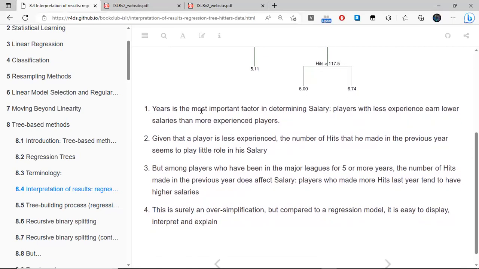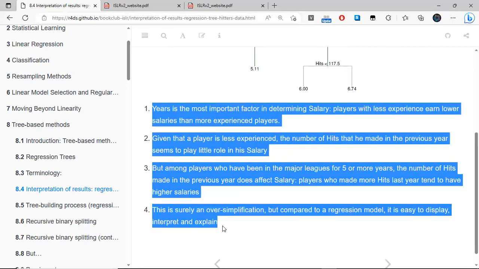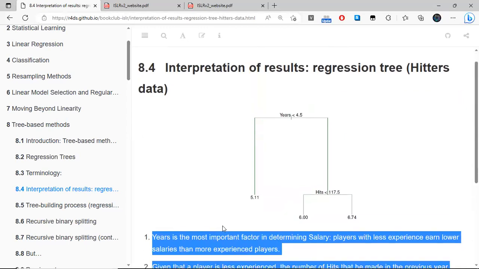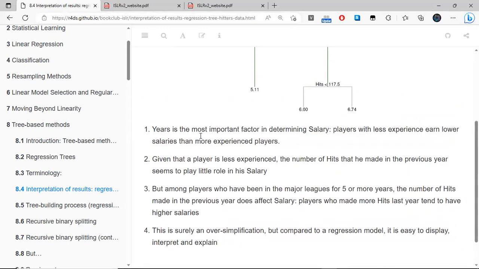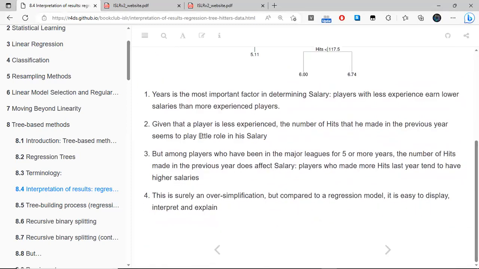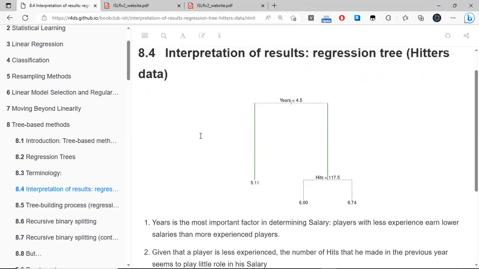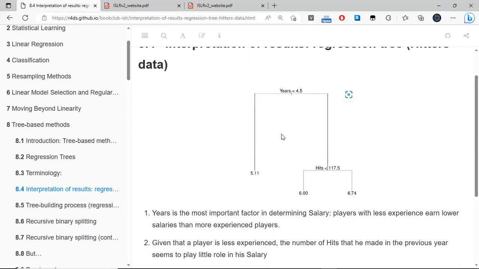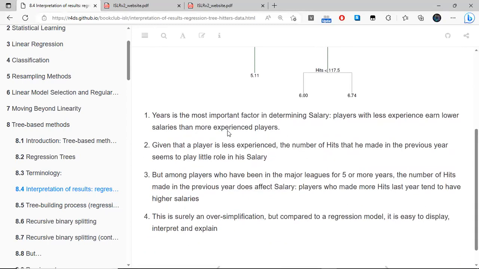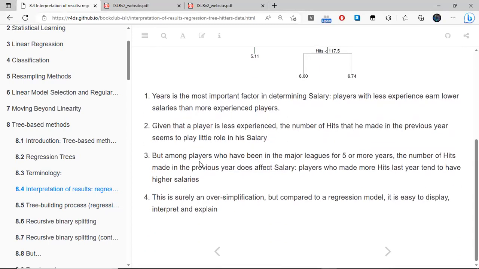Well, also there is a more complete interpretation. I'm not going to read it, but that is one of the main advantages of using decision trees, is that they're quite simple to visualize, as we have seen, and also simple to interpret.